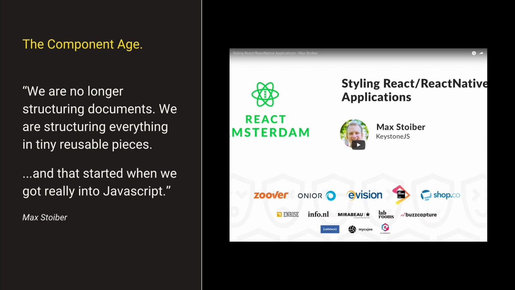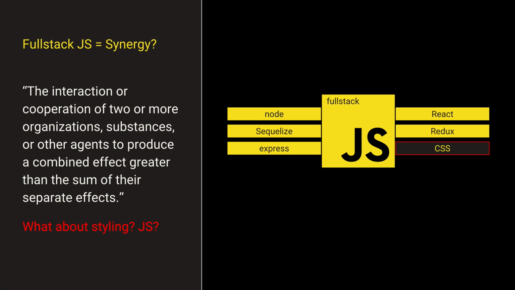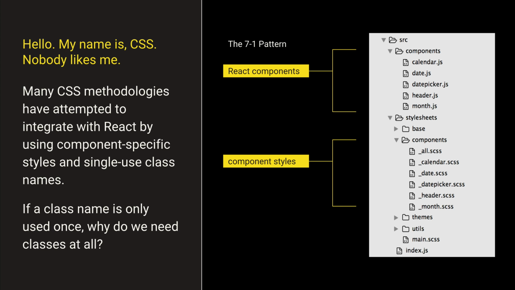He says, "We are no longer structuring documents, we are structuring everything in tiny reusable pieces, and that started when we got really into JavaScript." So does full-stack JavaScript have complete synergy? And it does in so many ways with the back end and the front end now with React and Redux, but there always seems to be this weak link when it comes to styling. And you start to question, why aren't we styling directly in JavaScript?